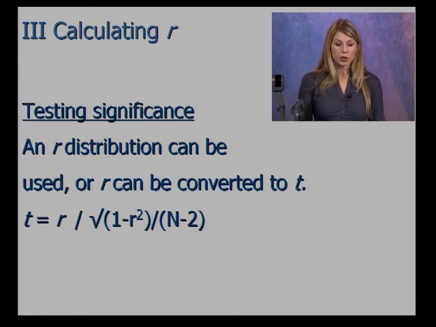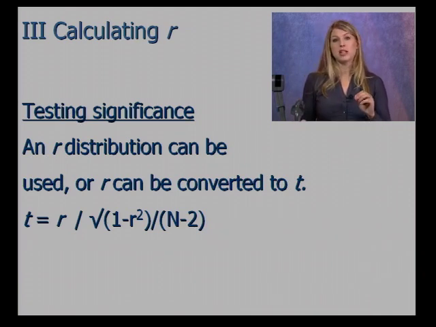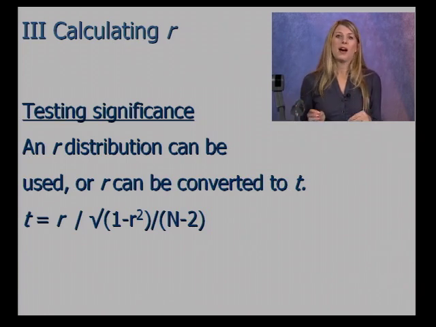You just take your r value and divide by the denominator, which you first calculate: the square root of 1 minus r squared, divided by n minus 2. That's your degrees of freedom. The number in your sample minus 2, you have to subtract 1 for X and 1 for Y, because once you know the mean, there's only n minus 1 degrees of freedom to vary.